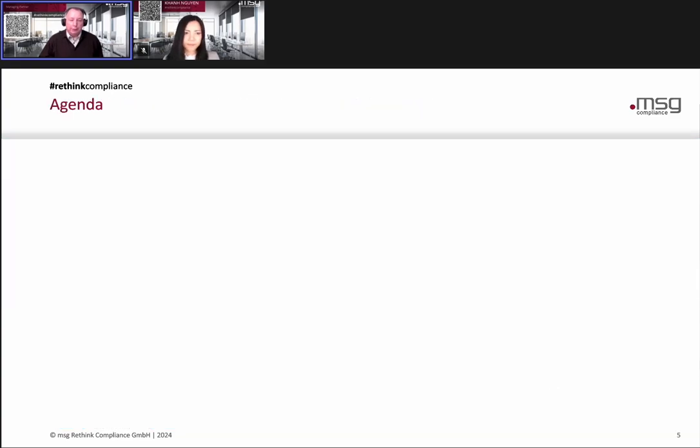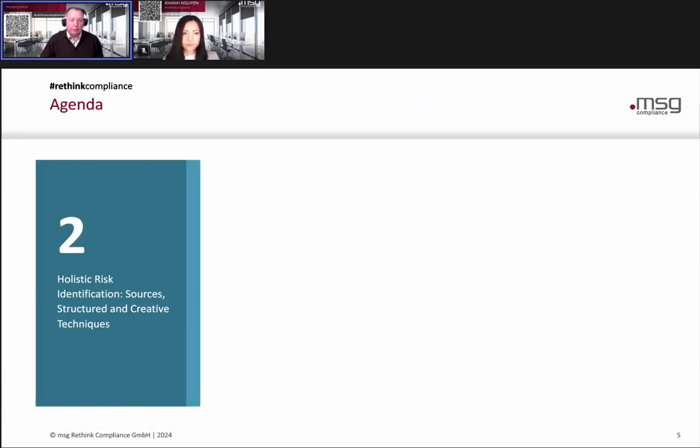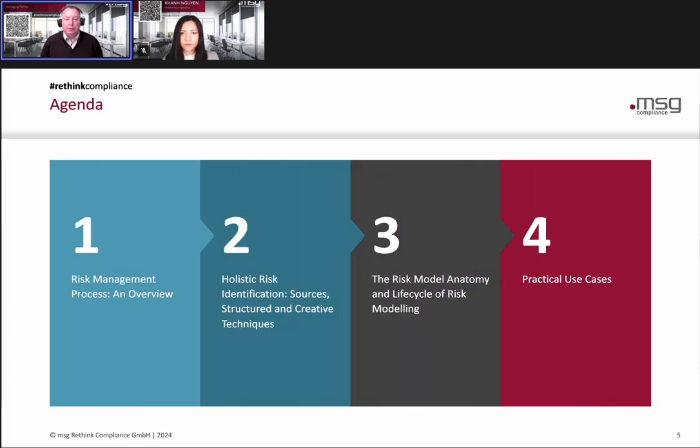Also today, we have an agenda, as always, four chapters that we would like to go through in the next 35 minutes with you. I would like to give you an overview first about the risk management process, then talking about how to identify risk, what kind of sources and techniques can be used for that. And then I would like to go down onto the risk model anatomy, so describing the parts of a risk model and the life cycle behind it, and then handing over to Khan for practical use cases.